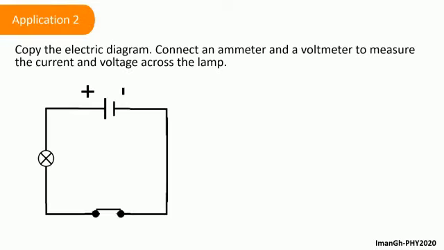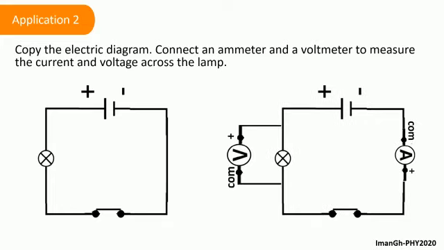In application 2, you are asked to copy the following diagram and connect an ammeter to measure the current and a voltmeter to measure the voltage across the lamp. The voltmeter should be connected in parallel to the lamp and the ammeter is connected in series with the lamp. Don't forget to show the COM and plus terminals.